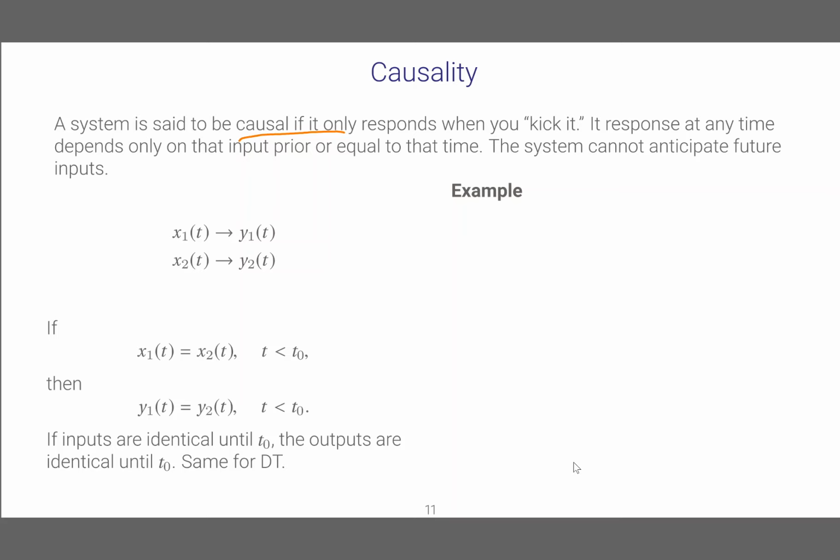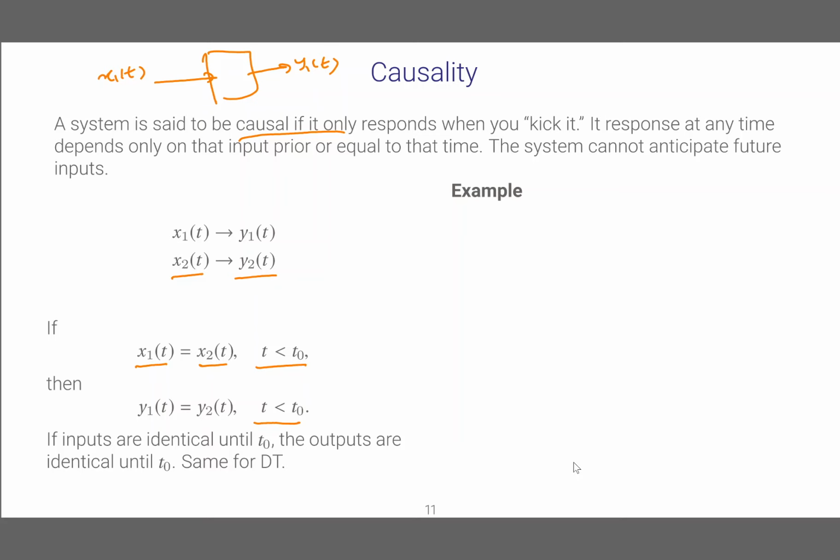Now to explain this properly, let's consider this our system. If you give it x1(t), it produces y1(t), and if you give that system x2(t), it produces y2(t). Now let's consider this case. Up until t equals t0, x1(t) and x2(t) are equal. Then y1(t) must also be equal to y2(t) up until t0.